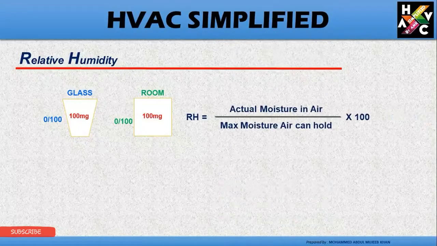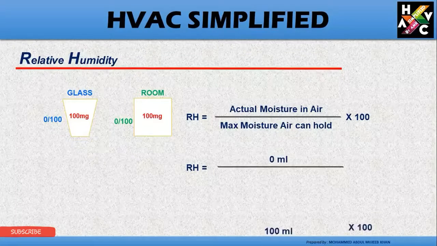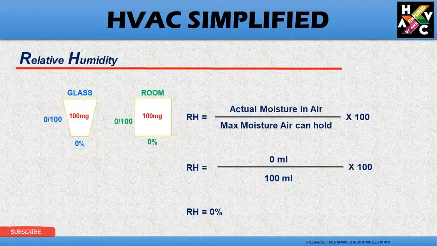Now by using the relative humidity formula, actual moisture divided by the moisture it can hold, so 0 ml by 100 ml. By this equation we can say that in this particular scenario the relative humidity is 0, as it is not holding any amount of moisture.